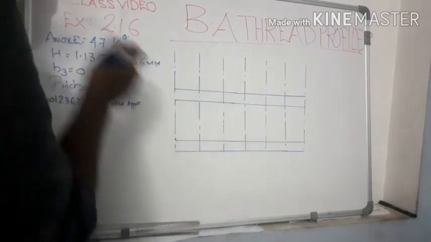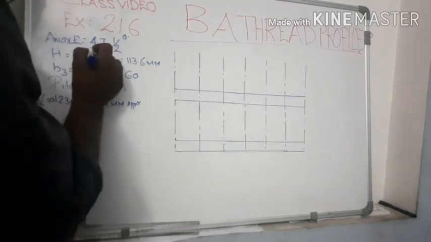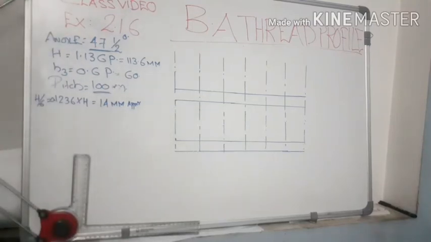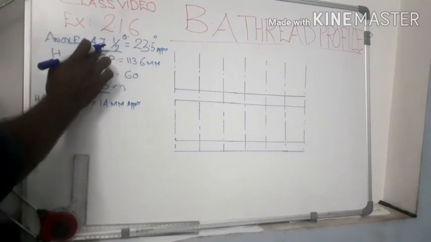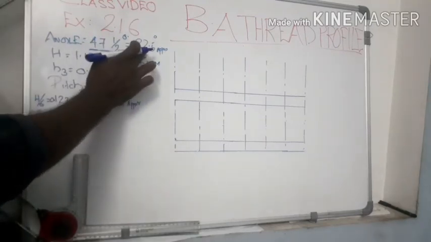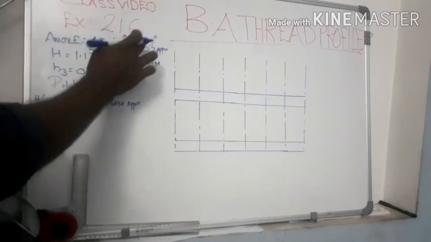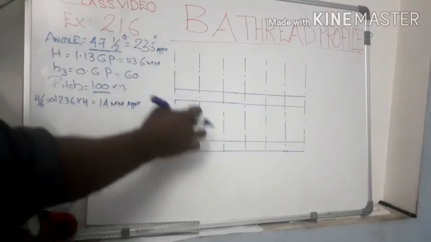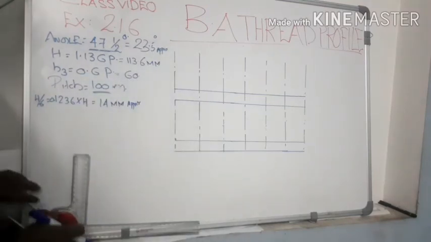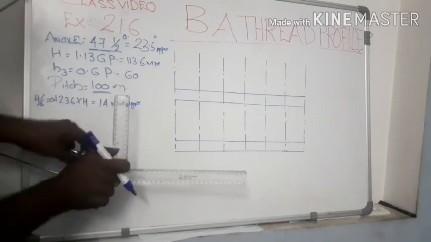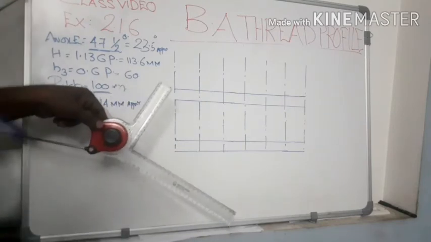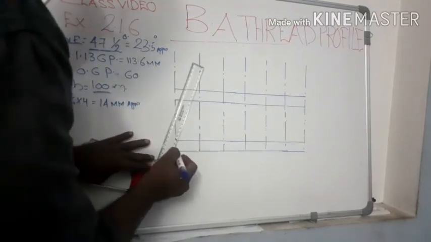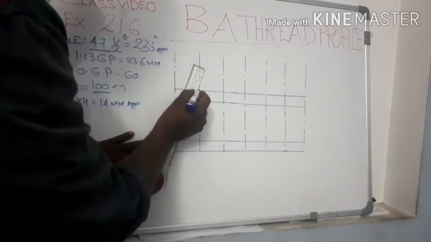Now mark its angle. Our thread included angle value is 47.5 degree. What is the half angle? Its value is approximately 23.5 degree. Using this value, we have to draw its angle. In previous cases, we set our mini drafter at 40. By using this 23.5 degree, we have to draw an inclined line connecting these two lines.